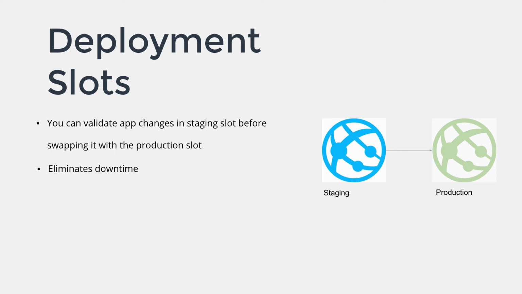After a swap to production, the slot with the previously staged app now has the previous production app. If the changes swapped into production are not working as you expected, you can perform the same swap immediately to get your previous known good site back.